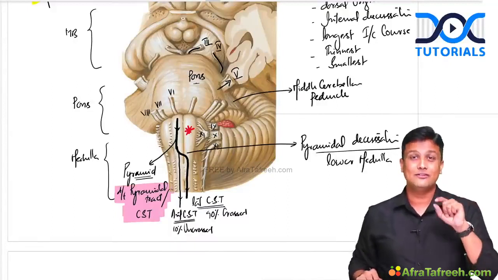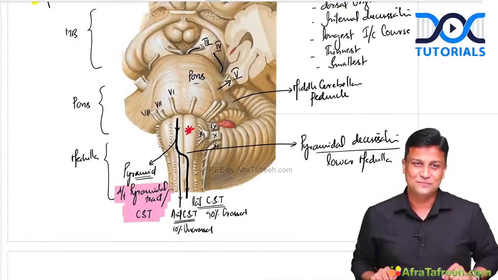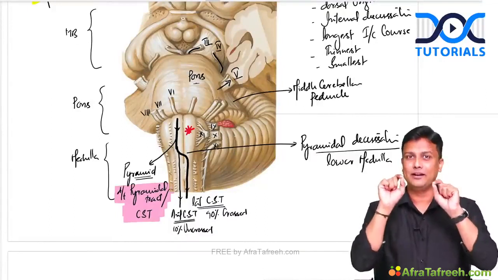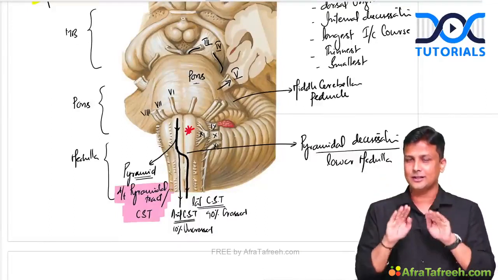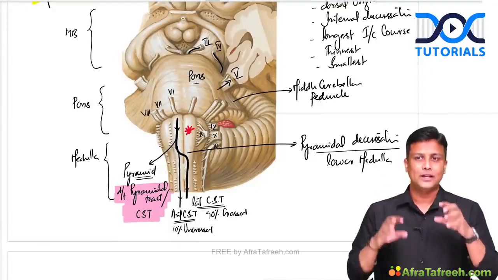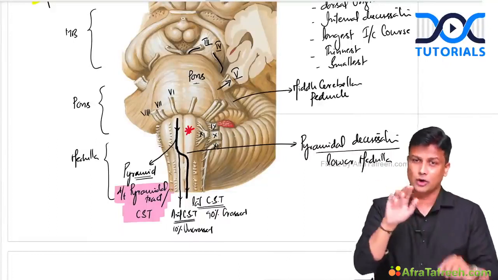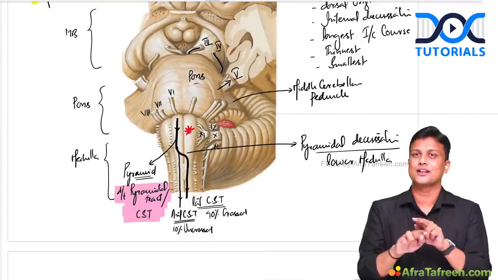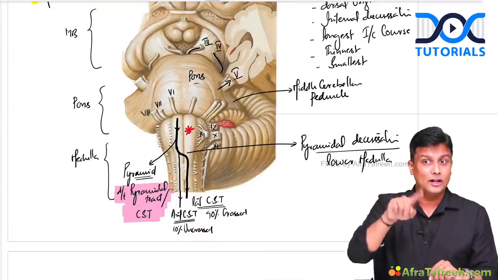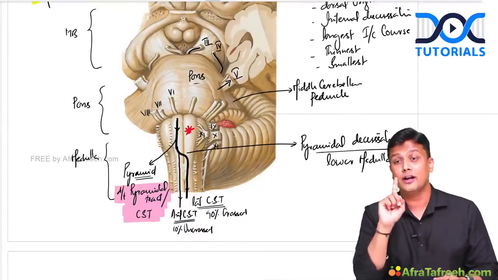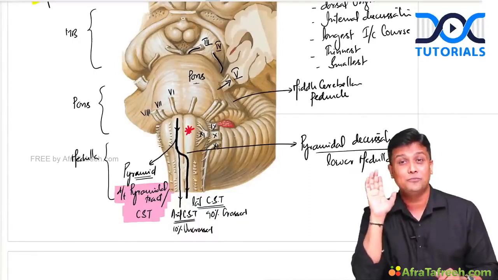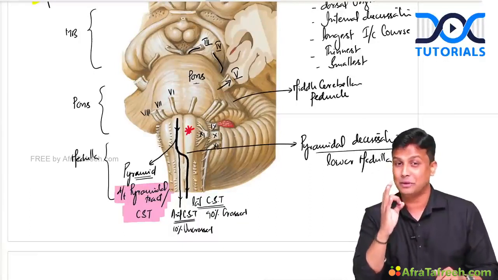Look at the region where the star marked region is given, sir. Star marked region is in pyramid, but where will decussation take place? In the lower medulla. That is why, whatever region is marked there, the fibers have still not crossed. They are going down and then crossing. That means it will lead to contralateral or ipsilateral? It will lead to contralateral hemiplegia. It will lead to contralateral hemiplegia.